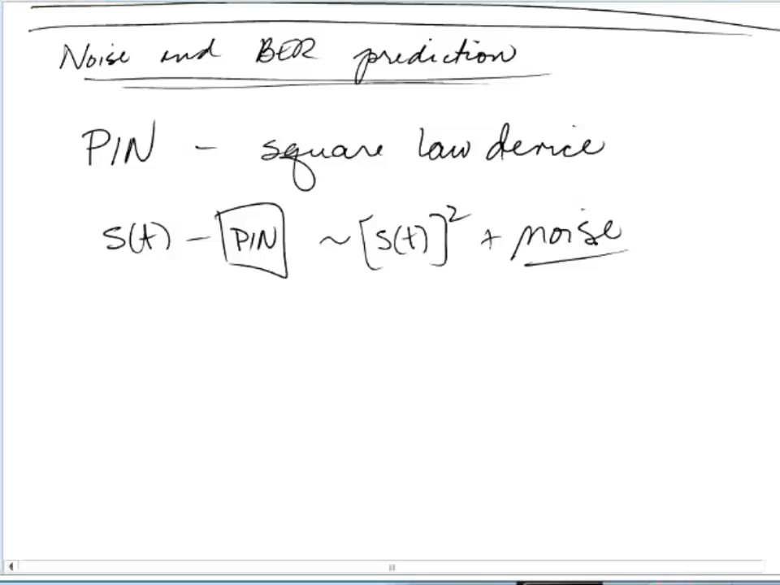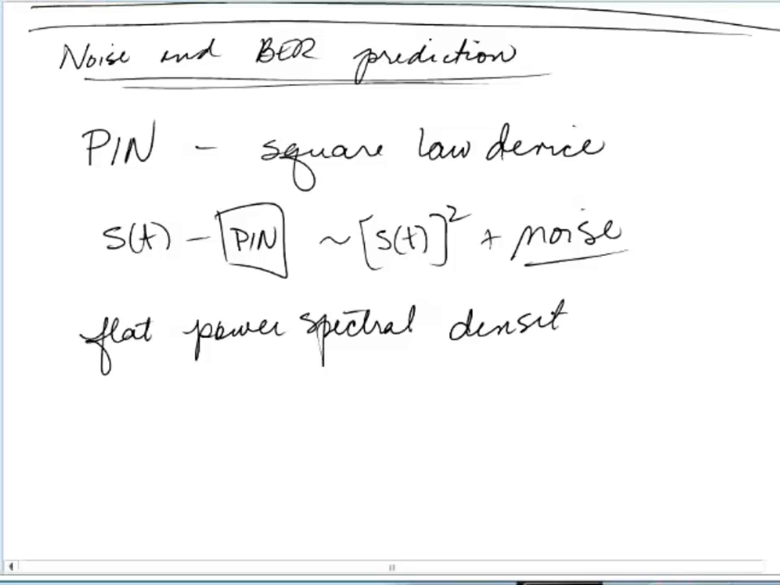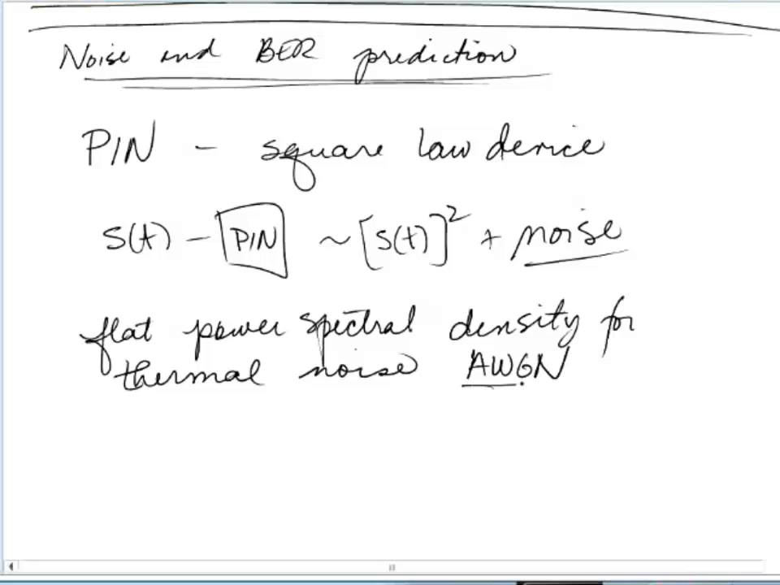The PIN adds noise, and one source of noise I mentioned is the thermal noise. Again, this is thermal noise, which we find in all electrical receivers. It's the classical additive white Gaussian noise that's modeled as a flat power spectral density. Okay, and it has a Gaussian distribution. It's flat, which is where we get the acronym AWGN.